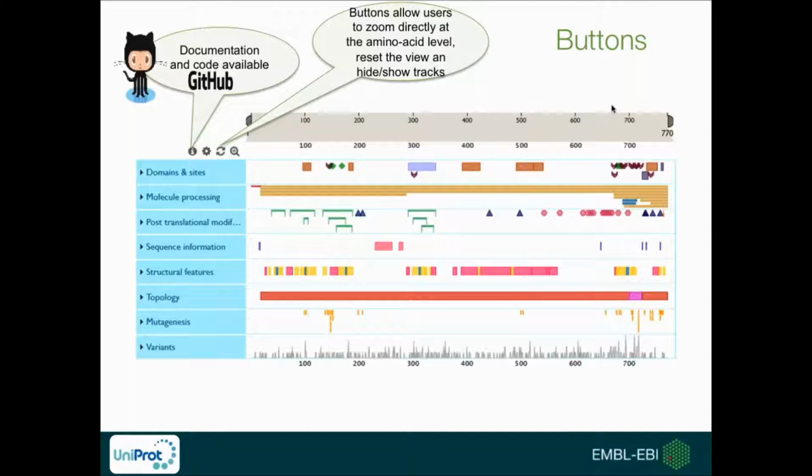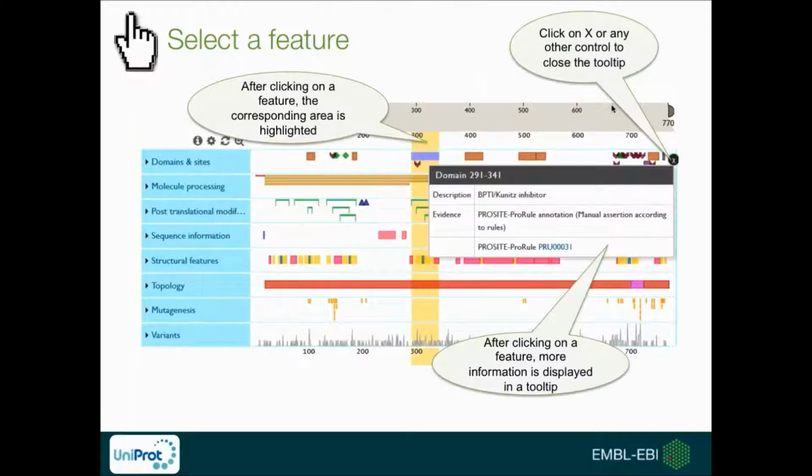We also have other 3 buttons that will make it easier for you to zoom in directly to a particular point within the protein. We also have a button that will allow you to reset the view. So if you have zoomed, if you have opened things, and you use this reset button, then you just will go back to the initial state. And the settings button will allow you to hide or show things.